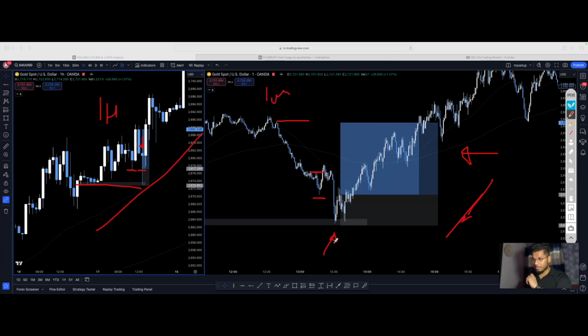Now on the 1 minute time frame, I am seeing that this is a double bottom pattern. And what a double bottom pattern suggests is that the buyers have entered the market and they are ready to take the market up from this particular level, and the market went up from this level. So this was the second trade. I hope this trade was clear.